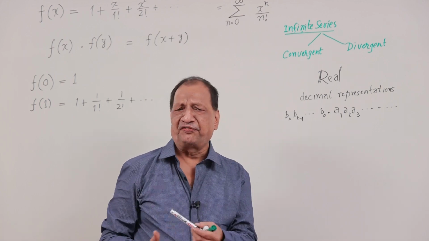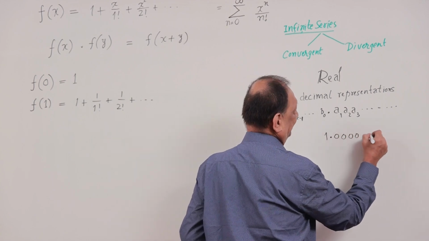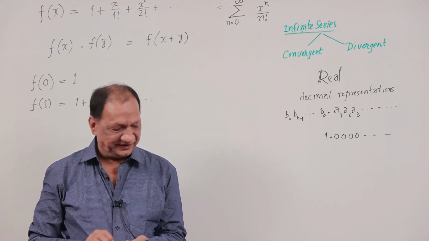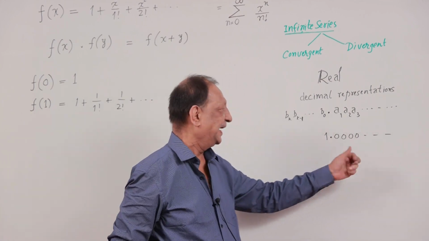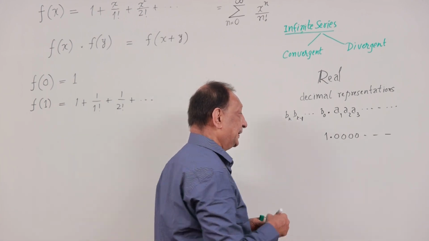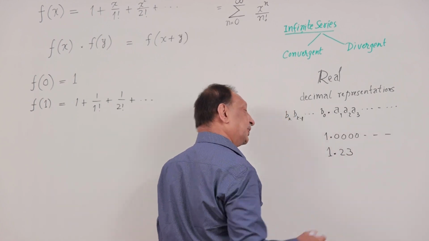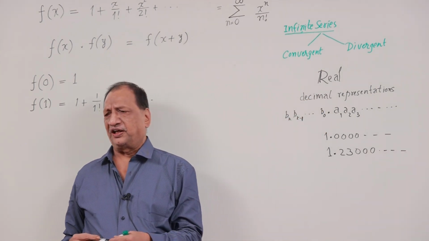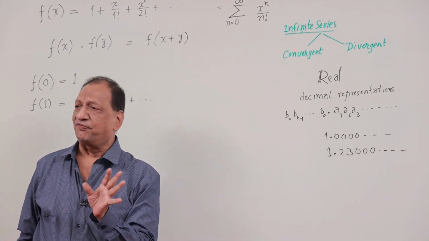Even natural numbers also can have infinite number of digits. What is 1? It is 1.000, keep writing 0. Right, infinite number of zeros followed by a 1 dot is actually natural number 1. So even integers can be represented as infinite number of digits, and that 0 repeats itself. Or if you have 1.23, you can always write that as 23 followed by 0, 0, 0, 0. You can always write trailing zeros in a decimal number, which means we can always look at decimal representation as an infinite number of digits.